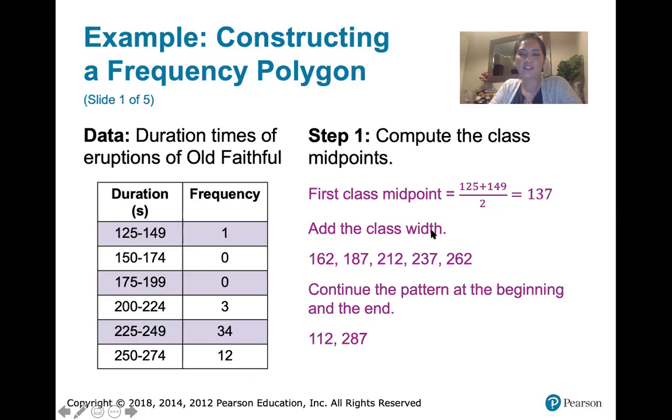And then we also want to subtract 25 from that first class midpoint to get the would-be class midpoint that would be below that one. 137 minus 25 is 112.